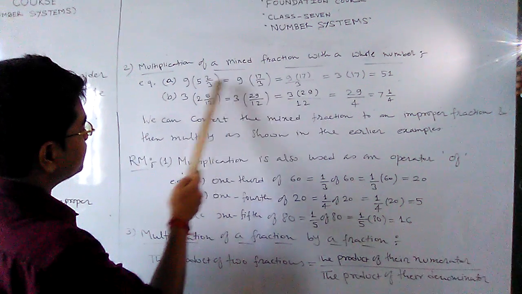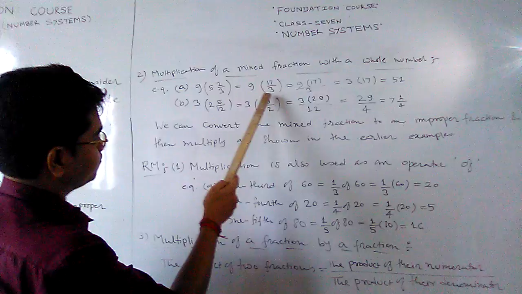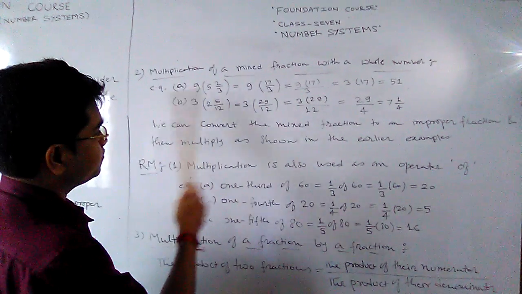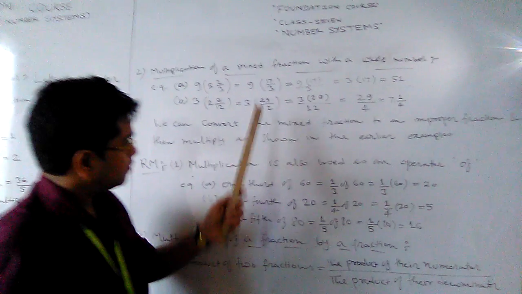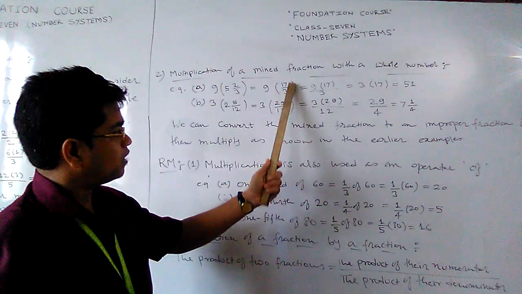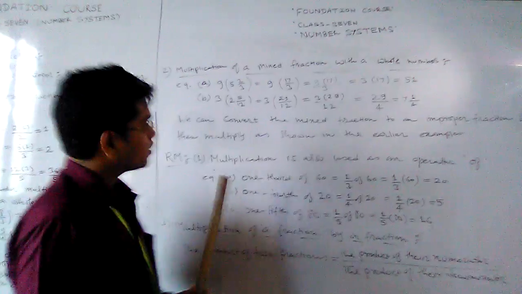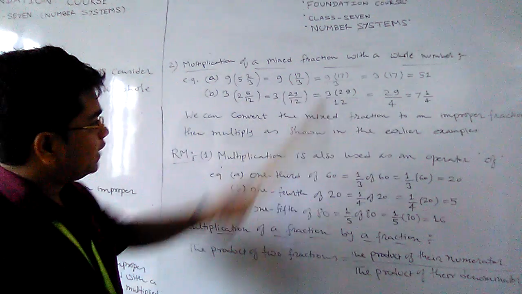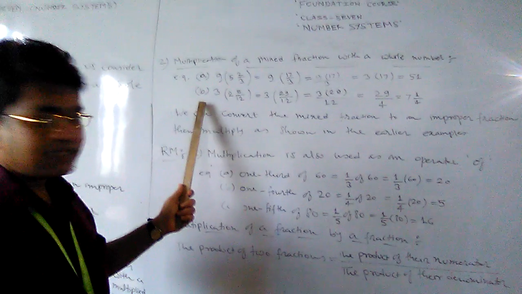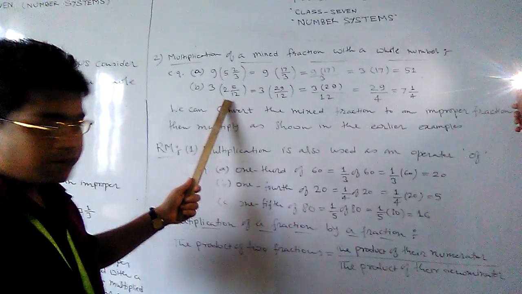Now in next step, see, the mixed fraction has been converted into improper fraction. Now as earlier example we follow the same. Now this whole number will multiply to numerator of the fraction, and after simplification we will get 51, because 3 3s are 9.